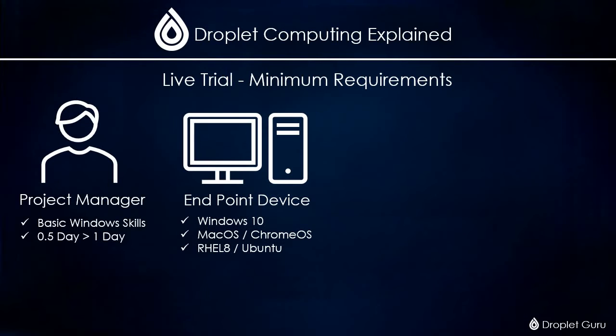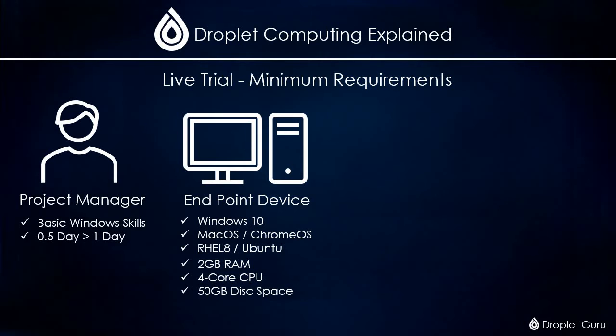You'll also need to identify which operating system you're going to use and nominate the devices that you're going to test Droplet Computing on. Those devices will have a minimum requirement as well, and the minimum requirement is 2 gig of RAM, 4-core CPU and at least 50 gig disk space. That's it. That's all you need to get yourself up and running.